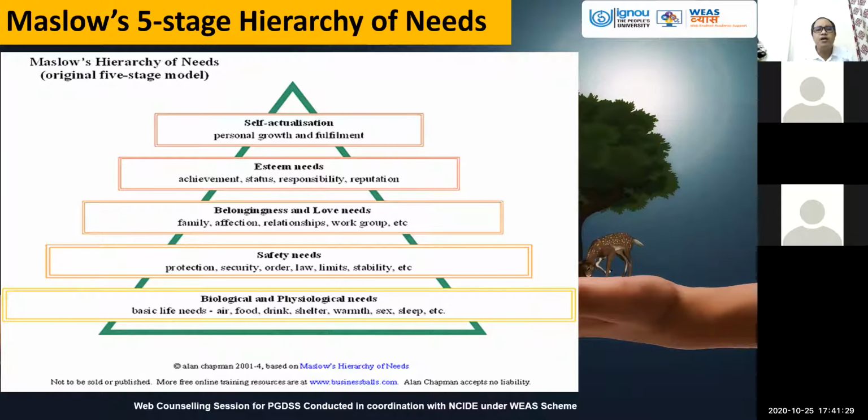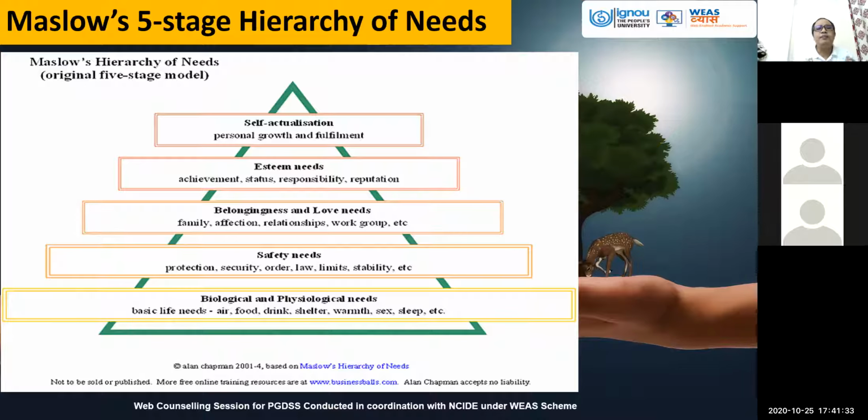When you have all these basic needs, you yourself will self-actualize: what kind of personal growth I have, and what kind of personal growth and fulfillment I need to maintain.